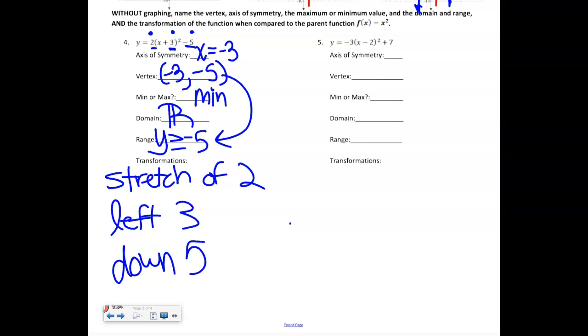So again, I'm taking that number with the x. That's my axis of symmetry. So I'm going to say x equals 2. That's going to come down, be part of my vertex. So I'm going to have 2, comma, the number at the end there, so 7.